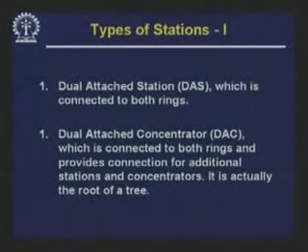So, we have a very small ring and trees spanning out and going out of the building maybe to other buildings and so on, all right. Or alternatively, of course, you can have a large ring also. So, we have these dual attached stations and dual attached concentrators. So, concentrators could be the roots of trees.